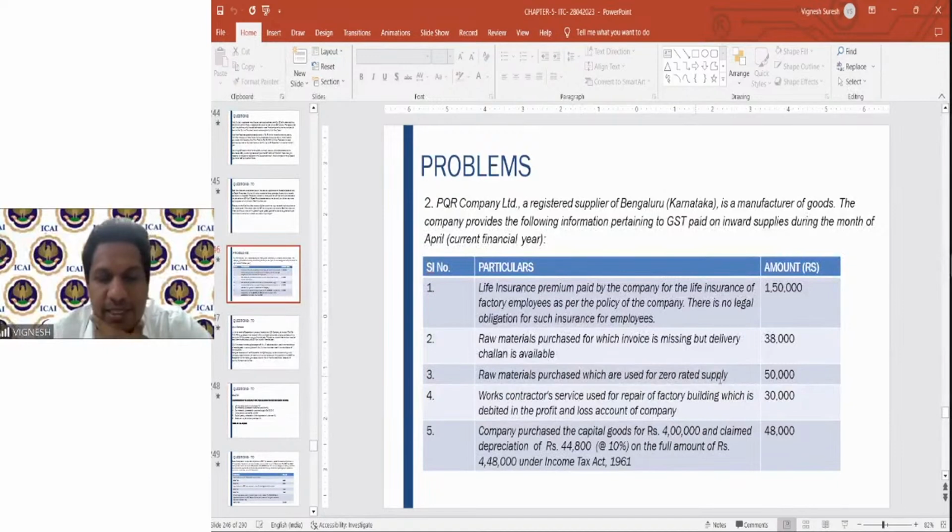Second one, invoice is missing, but delivery challan is available. Very clear. Section 16 subsection 2 clause A clearly says that the invoice needs to be available for the claiming of input tax credit. So just because delivery challan is available, it is not a valid document for the purpose of claiming input tax credit. So in the second one also, the input tax credit is not allowed because delivery challan cannot be considered as a correct document. Then the third question here, raw materials purchased which are used for zero rated supply.